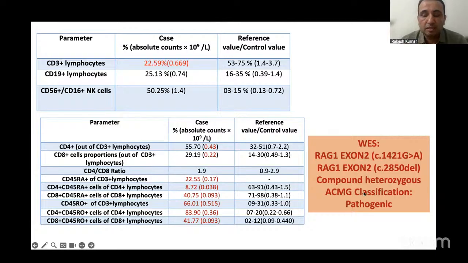RAG1 is a gene for severe combined immunodeficiency. RAG defects can be associated with significant autoimmunity and allergic manifestations also in patients with severe combined immunodeficiency.